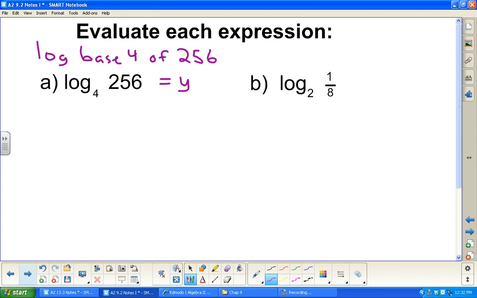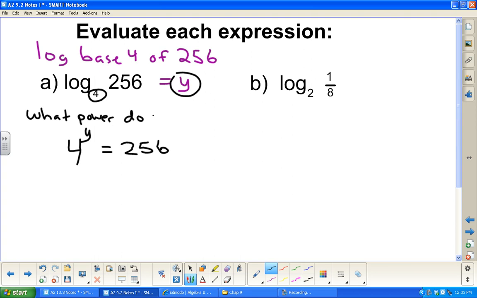So what I would do to figure out what it equals is probably change it to exponent form. We're more comfortable with that. We've seen that more often. So take your base to some power equals 256. That's what a log is. It's asking you what power do you have to raise the base to equal the number. That's all this is. That's all a logarithm is. What power do we raise the base to equal the number?